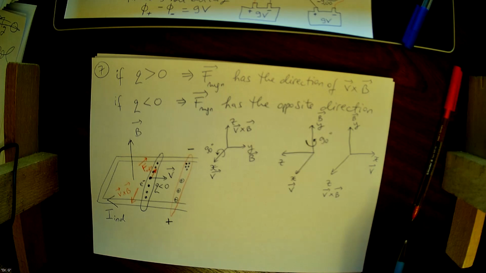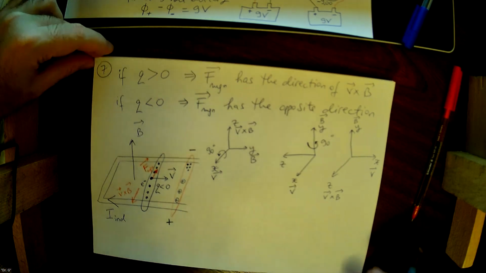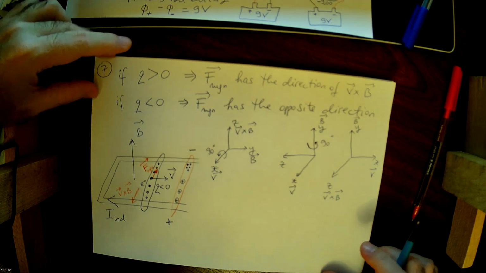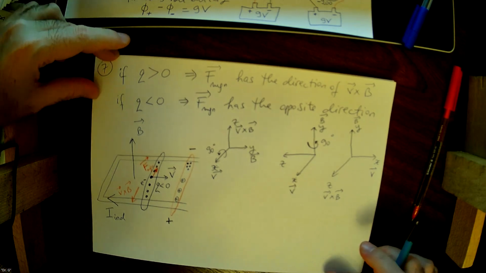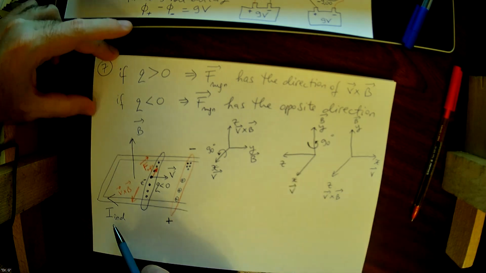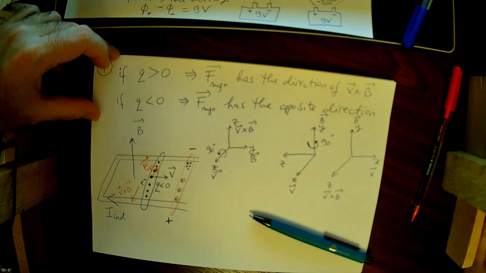Okay, it's force times distance. Now we need to look at the magnetic force on a wire. We'll do that next. Now, can we relate this direction of the induced current to Lenz's law?